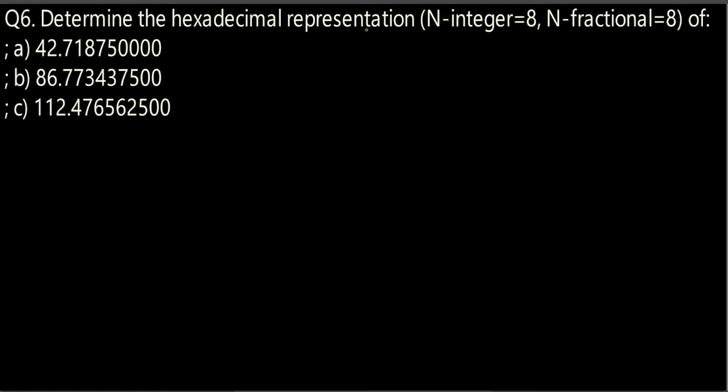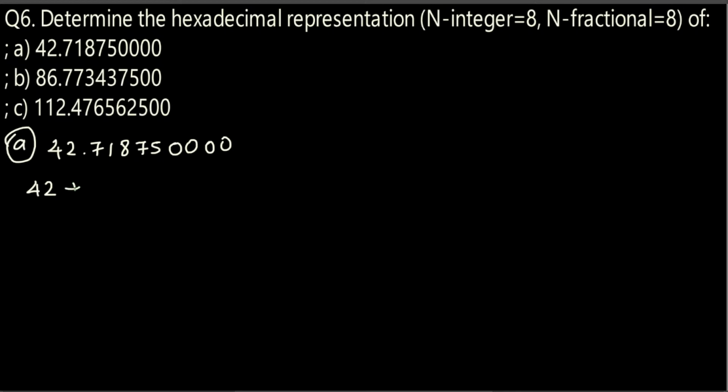The question asks to determine the hexadecimal representation, with an 8-bit integer part and an 8-bit fractional part, of these three numbers. Now let's look at the A part. In the A part we have 42.71875. If we want to convert a decimal to hexadecimal, we deal with the integer part and the fraction part separately. Now let's deal with the integer part.